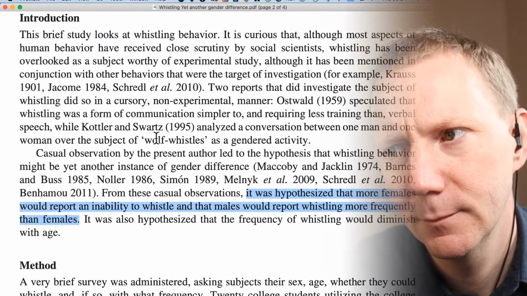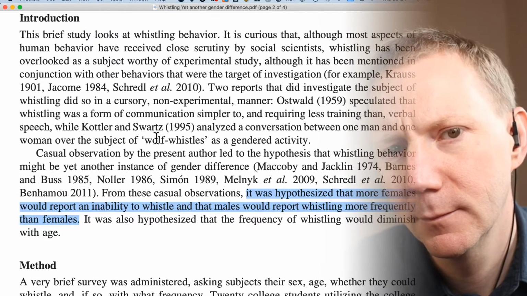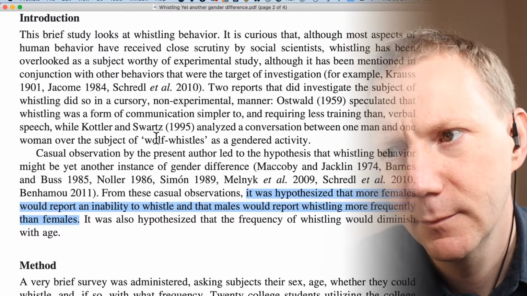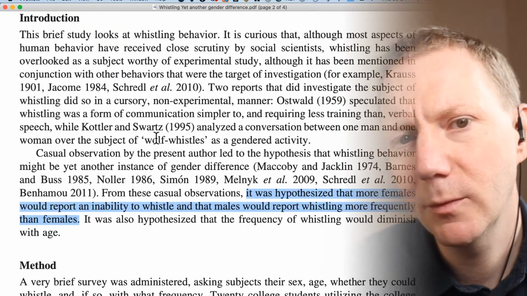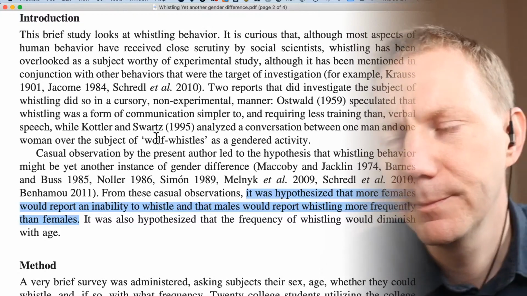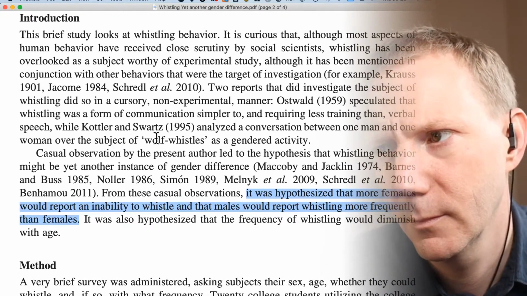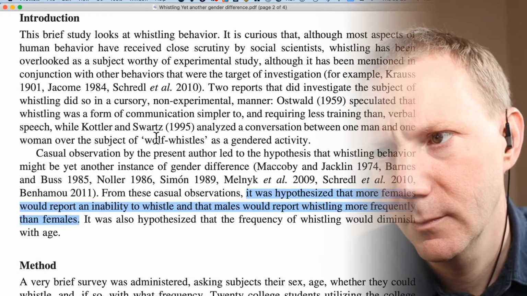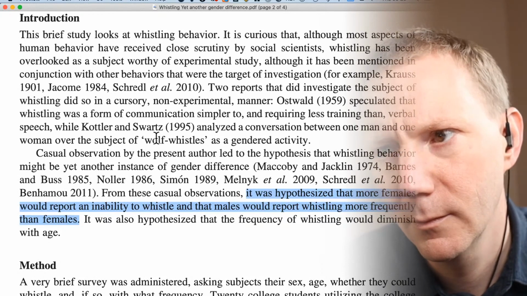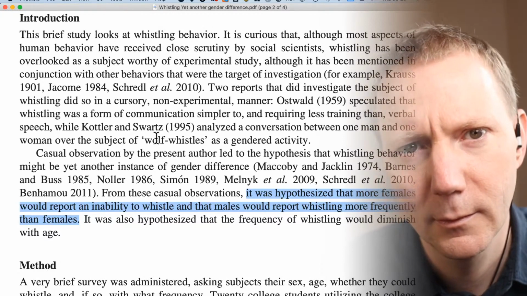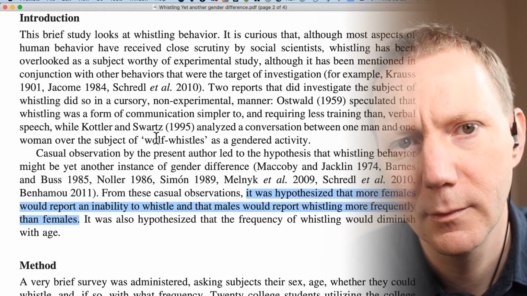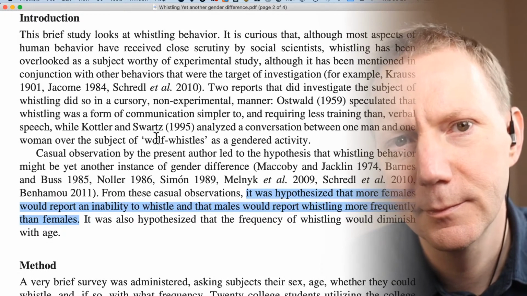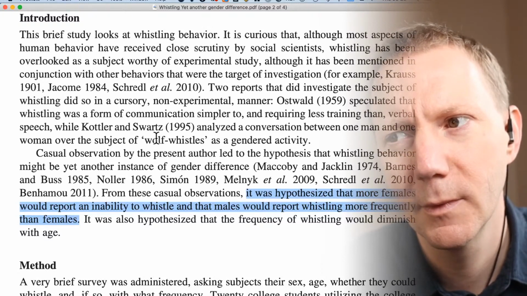Wouldn't you say for the first part that it would be a chi-squared, and then for the frequency of whistling it would be a t-test? Okay. What is your argumentation for this? Well, for the first part, the females would report an inability to whistle. You could put inability in a contingency table with zeros and ones, so you are or aren't able to do it. Yes. And gender, you can also report with zeros and ones.